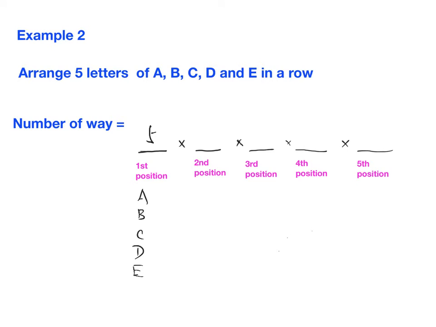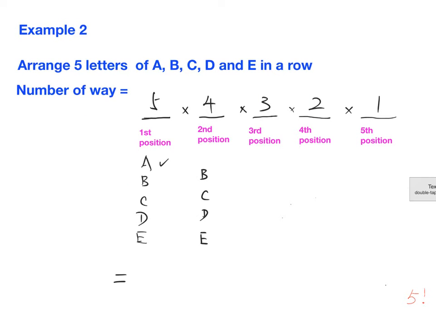And if we have put A at the first position, then A can no longer be at the second position. So the second position would have 4 choices only. And so on, the third position has 3 choices, the fourth position has 2 choices, and the fifth position has only 1 choice. So, according to the multiplication rule, 5 times 4 times 3 times 2 times 1, we have a notation of 5 factorial.